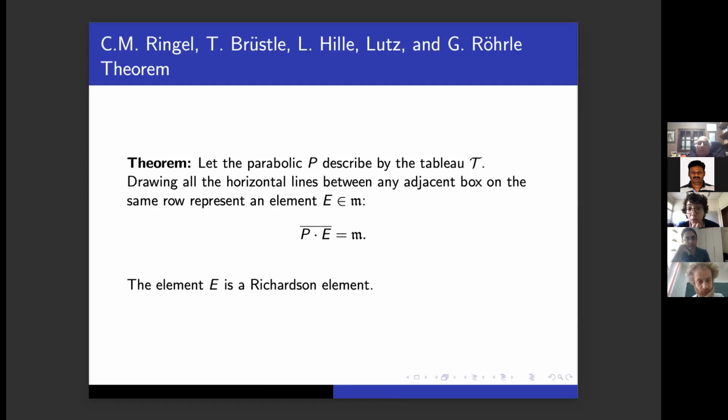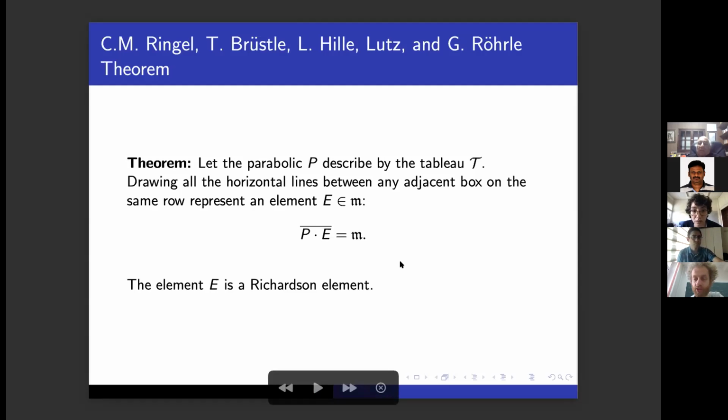This element E is called Richardson. Also, if you saw our map phi, we wanted to prove that it is an isomorphism. So to prove that it is surjective, I want to prove that the closure of the P orbit of small e plus the vector space V is equal to M.